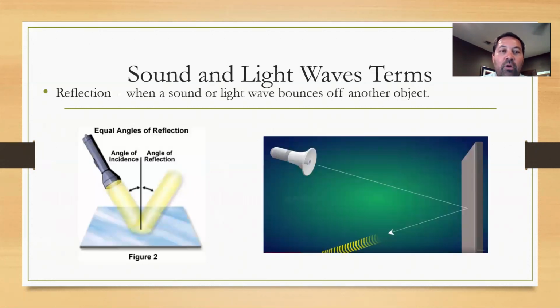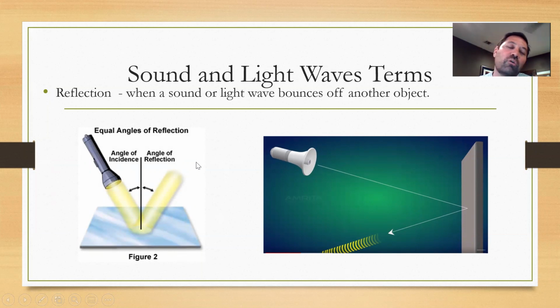So let's start off today with talking about light and sound wave terms. One of the terms that you have to know is something called reflection. Reflection is when a sound or light wave bounces off another object. So for example, this picture of a flashlight hitting a mirror and then reflecting off.